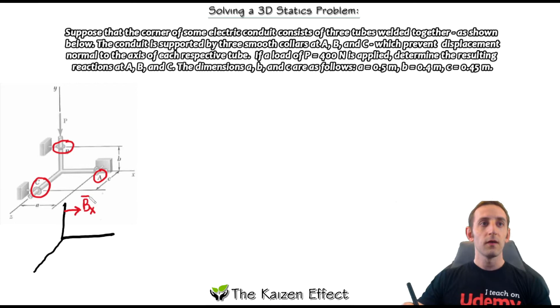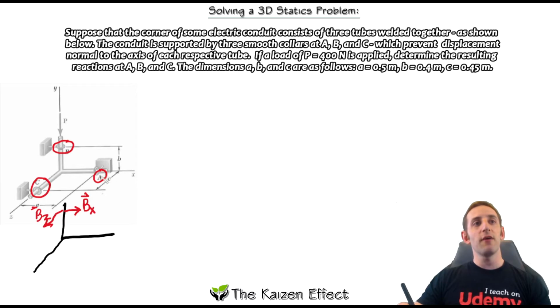reaction force, and this is a force, so I'm going to put a vector notation in as such. And this also prevents motion in the Z direction as follows. So we're going to have to also put a reaction force like such, B_Z, and I'm going to put a little vector notation as such. So that's going to be the reaction forces at B.